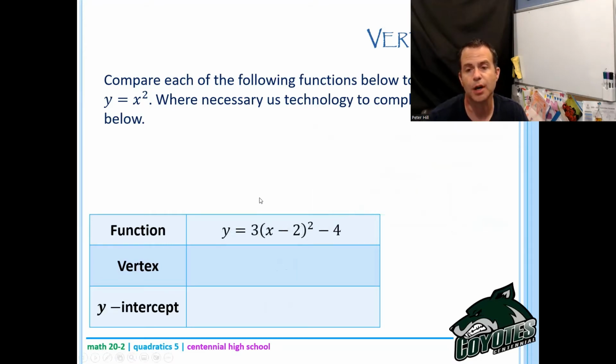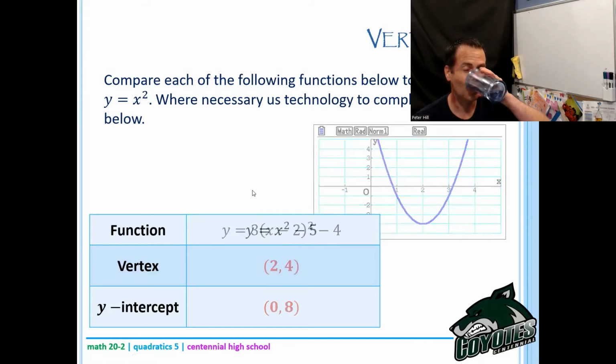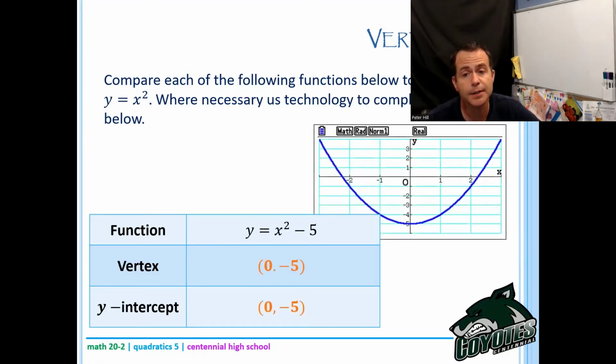Okay, and then we're going to try y equals 3, x minus 2 all squared minus 4. Okay, and a vertex you should have gotten there was 2, -4 with a y-intercept of 0, 8. And then that's what your picture should have looked like. Make sure you're practicing this. Okay, x squared minus 5. The vertex you should have gotten was 0, -5, and the y-intercept was also 0, -5. The vertex and the y-intercept were actually the same thing for this one.